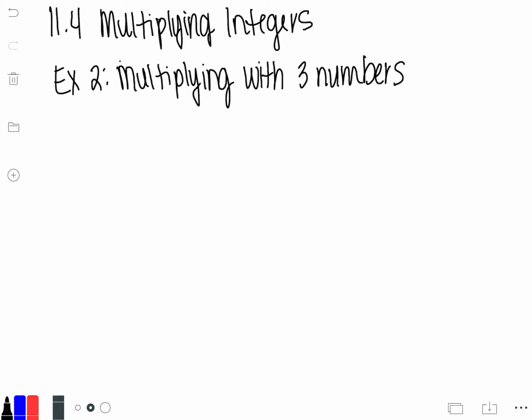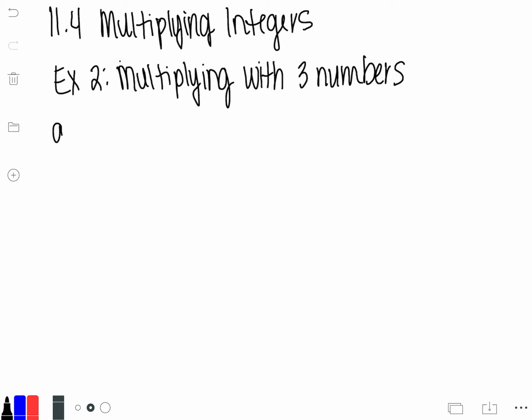This is a continuation of yesterday's lesson. It's still 11.4, multiplying integers, and I should have put example 1, like multiplying with two numbers for yesterday, so if you want to add that into your notes, you can. So we're going to start with example 2 today, which is multiplying with three numbers, because yesterday you just multiplied with two. So if you're still writing this down, pause your video real quick.